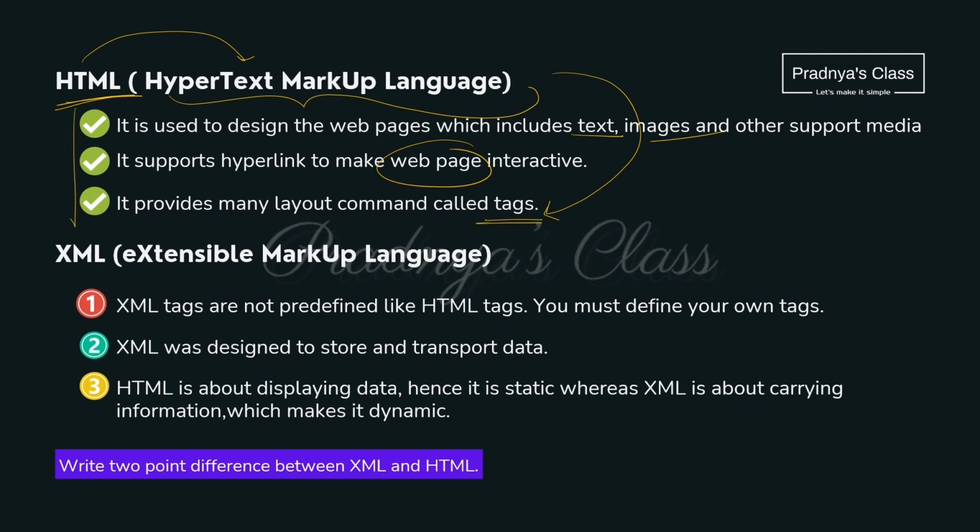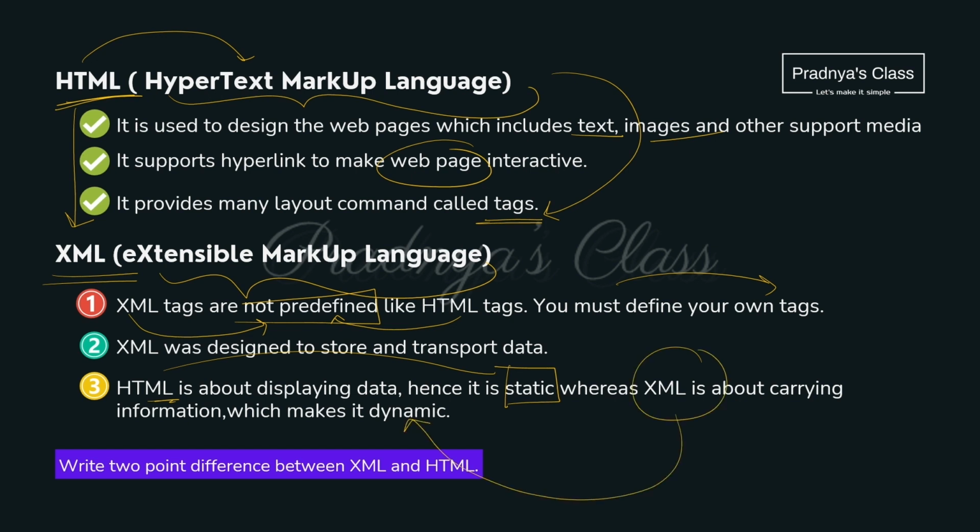There is one more type of markup language. It is called XML, Extensible Markup Language. In case of HTML we have predefined tags, but in case of XML there are no predefined tags. We can define our own tags. HTML displays data which is static, but with XML you can design your dynamic content. Remember two differences. You will be getting questions like this.